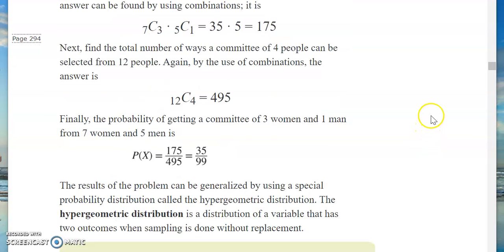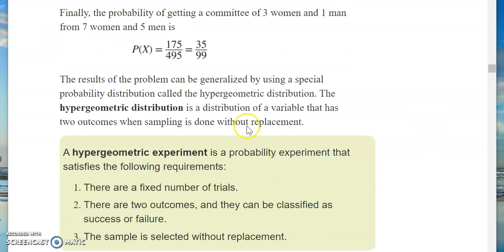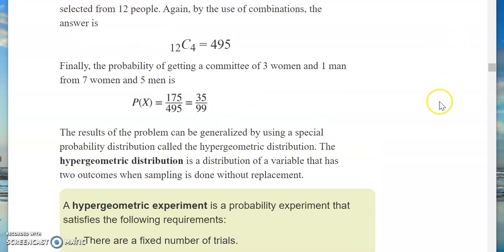Okay? All right. So now we have the top and we have the bottom of the probability fraction. So the probability of getting a committee of exactly 3 women and exactly 1 man from 7 women and 5 men is, the numerator is the number of successes, the denominator is the number of occurrences in the sample space. It all works out to be 35 over 99. So that's the probability.